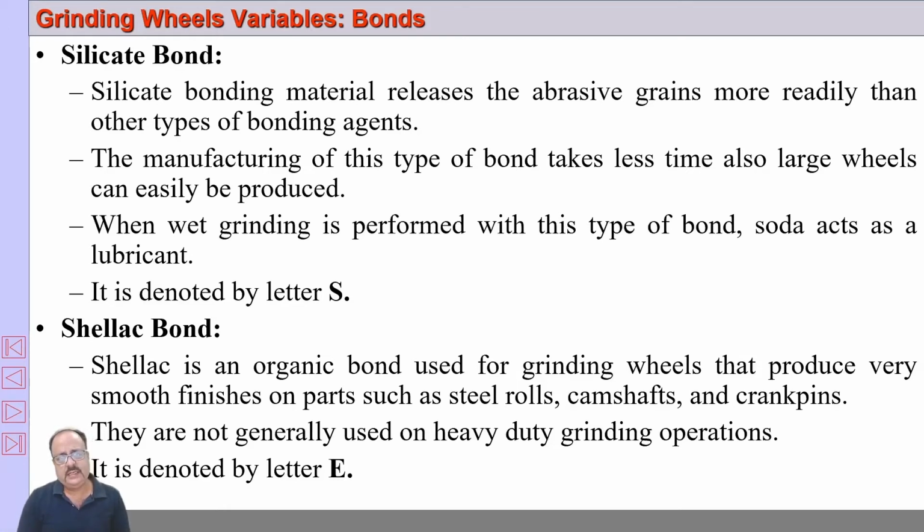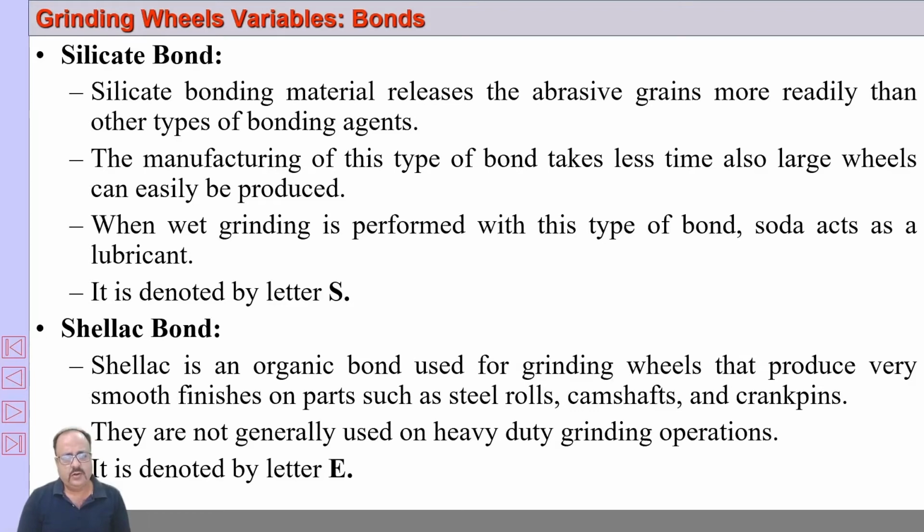Now it gives a cool cutting action. That means it does not get heated readily, and under wet grinding, the sodium silicate becomes soda and acts as a lubricant. And the making of a large wheel is easier by this particular process. It is denoted by letter S.